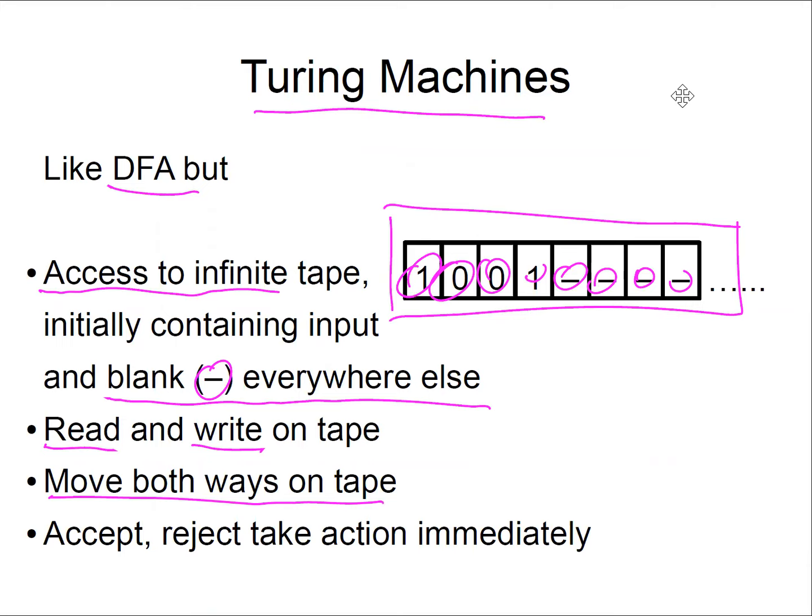Also, unlike DFAs, the accept and reject actions happen immediately. So in a DFA, you accept if when you finish reading the input, you are in an accept state. But with a Turing machine, you accept as soon as you enter an accept state. And this makes sense because the machine can go back and forth on the input, so there is no notion of finishing reading the input.